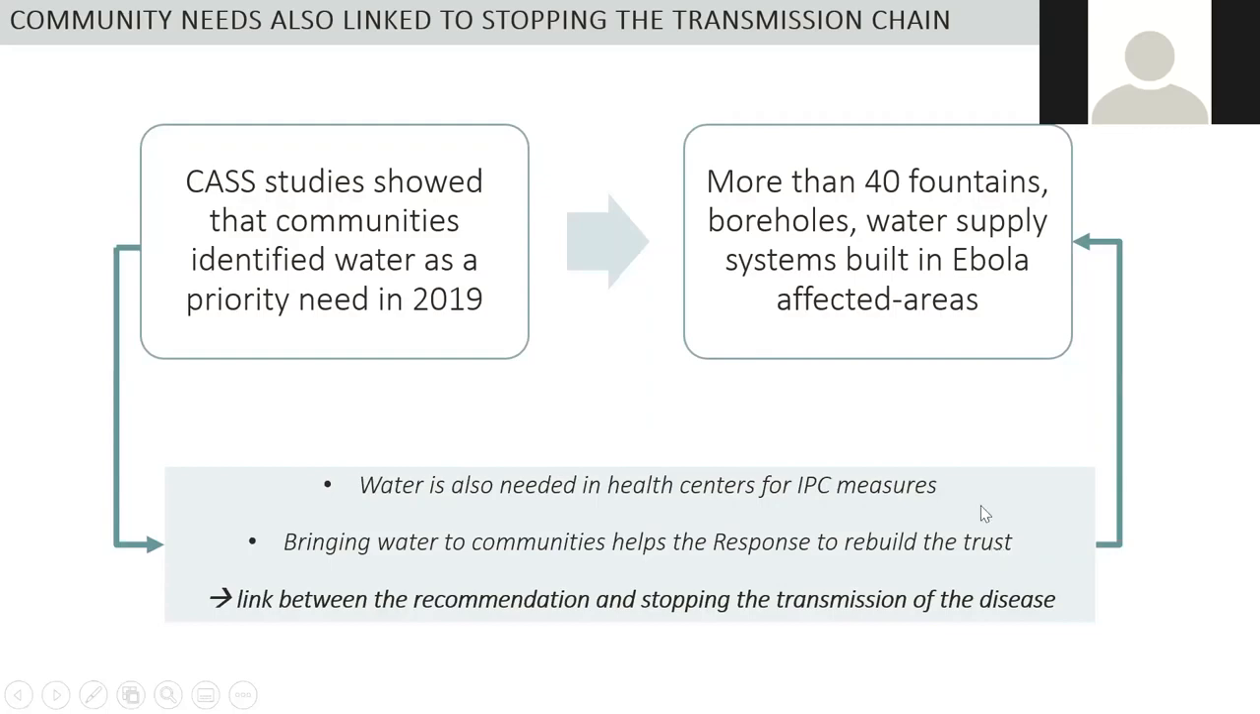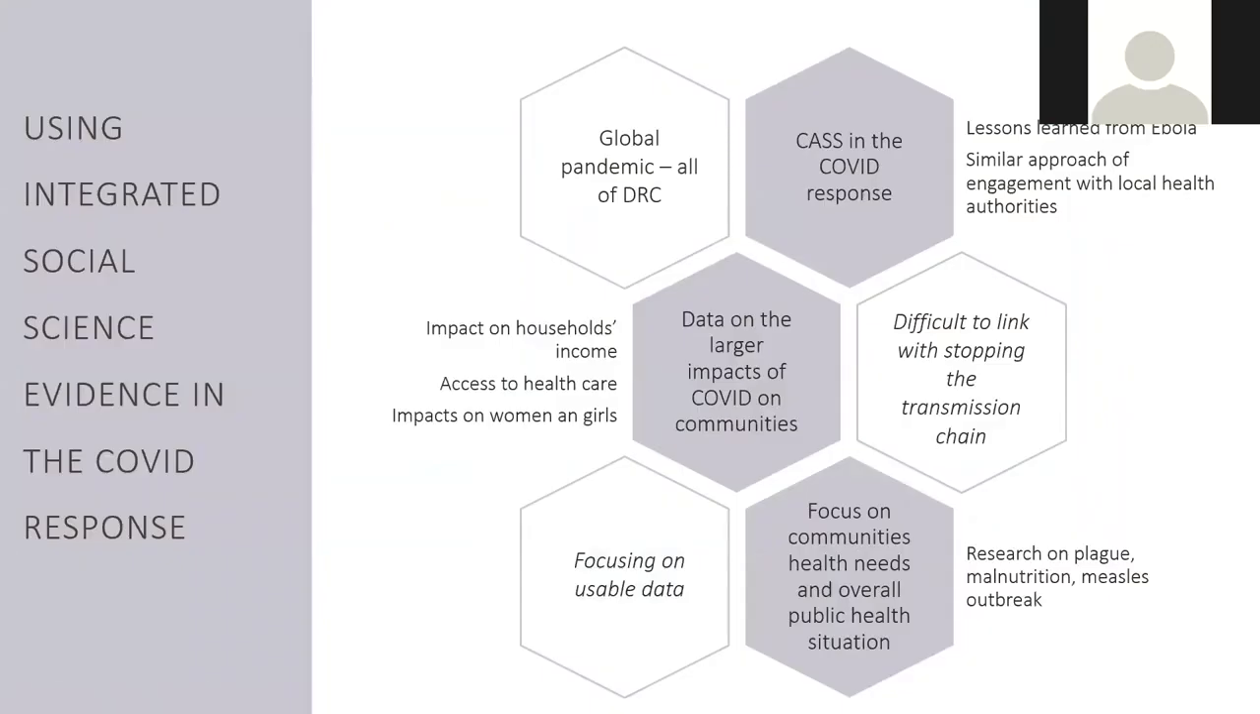When it comes to the COVID response, and this is the second part, the second example that we want to talk about, the context was obviously very different. Because the CAS was identified as a best practice of Ebola, we were also part of the COVID response when it started in the country, and we brought along our similar approach of engagement with health authorities. But as I said, it was very different because, first of all, it concerned the whole country instead of only a limited area.